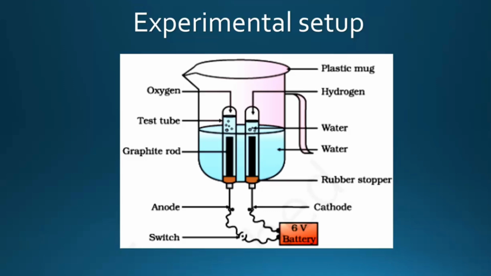And now the bottom of the plastic mug is pierced with two holes to insert the electrodes. Here the graphite rod acts as an electrode, and the hole is sealed with a rubber stopper and connected to the battery. And here the beaker is filled with water and we need two test tubes in an inverted position. They are placed above the two electrodes. And next we need to add an electrolyte, that is sulfuric acid, to water.